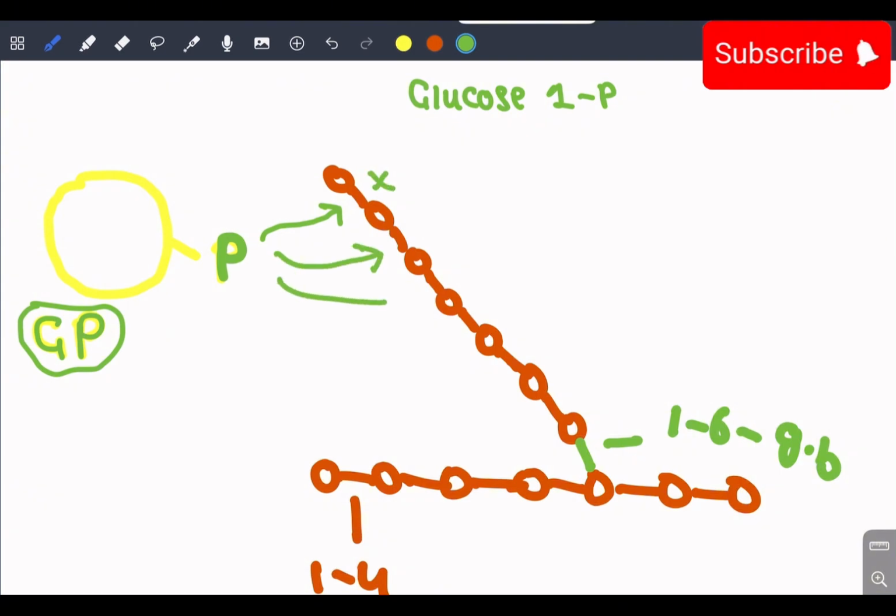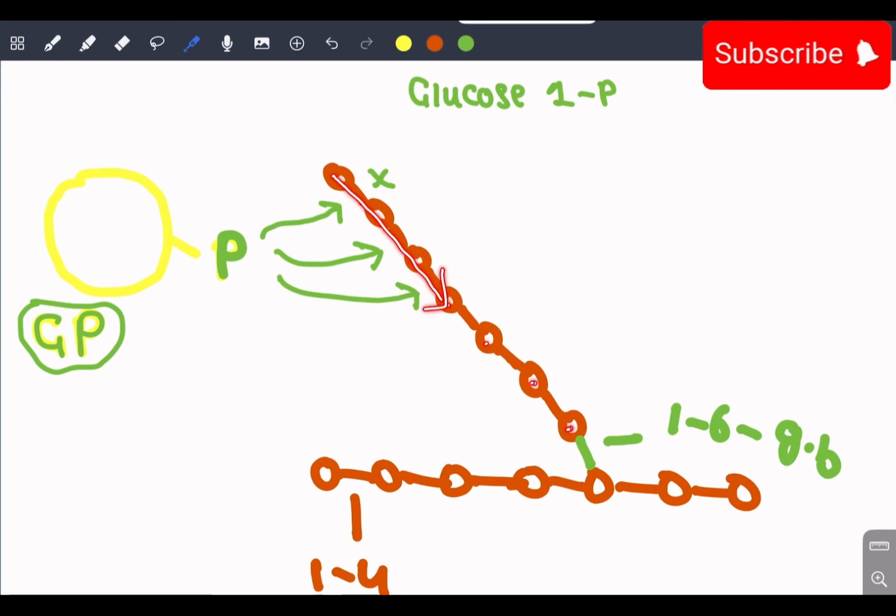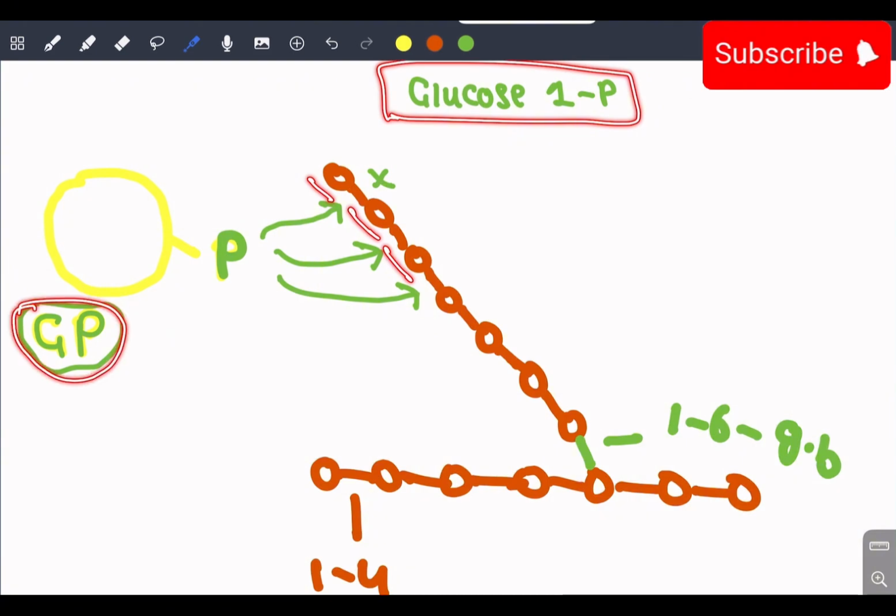It gives phosphate to this bond, and to this bond, but this process cannot go further than 4 glucose residues. Let's say we have 1 glucose, 2 glucose, 3 glucose, and 4 glucose. This process continues and glycogen phosphorylase breaks down these bonds, but it stops when 4 glucose molecules remain. Then this enzyme stops and does not proceed further. So this releases a lot of glucose 1 phosphate.